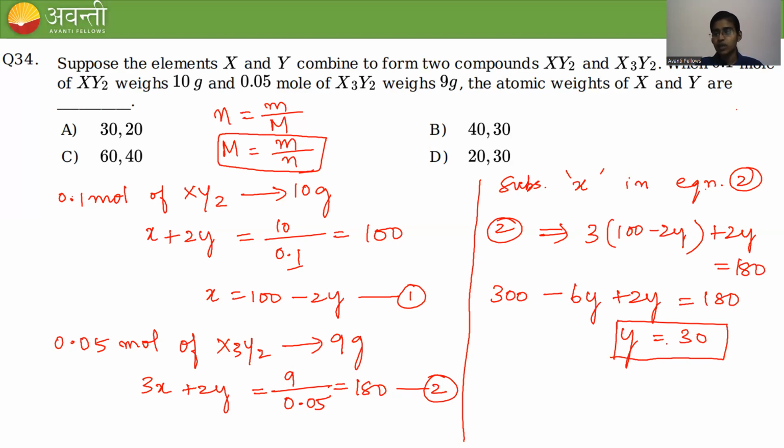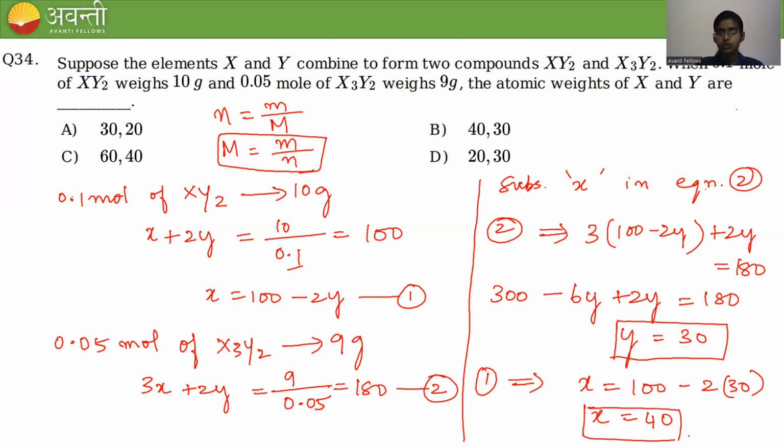Now substitute this y value in equation 1. Equation 1 becomes x is equal to 100 minus 2 into 30. So 2 into 30 is 60, and 100 minus 60 is equal to 40. Okay, x value is 40 and the y value is 30. Got it? So option B is the correct answer.